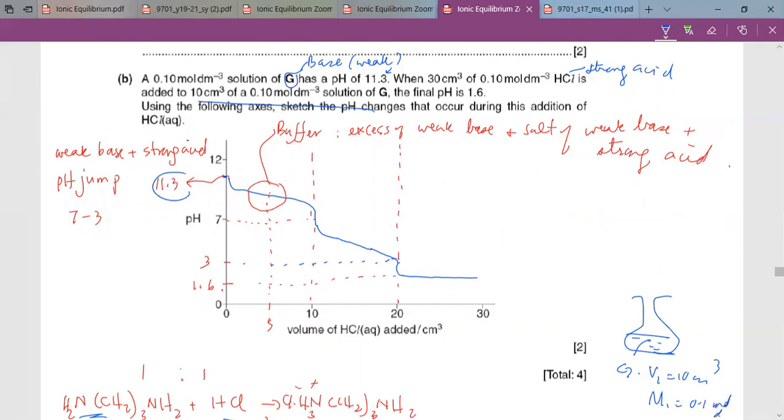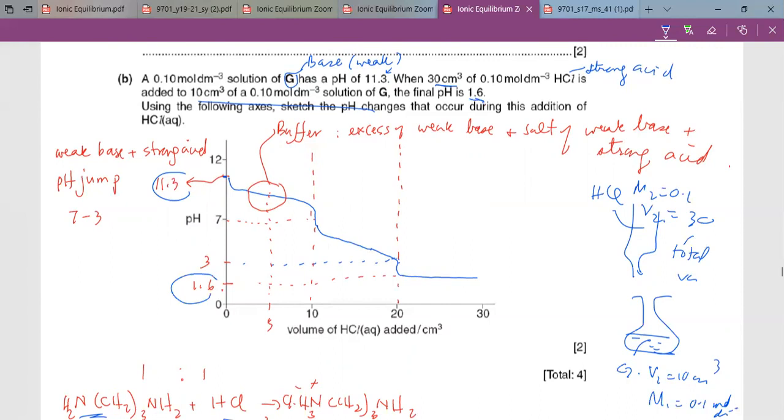mol per dm³. And here's your acid, your HCl. Molarity here M2 is equal to 0.1. Your total volume is 30. The final pH is 1.6 here. So you graduate it around here.